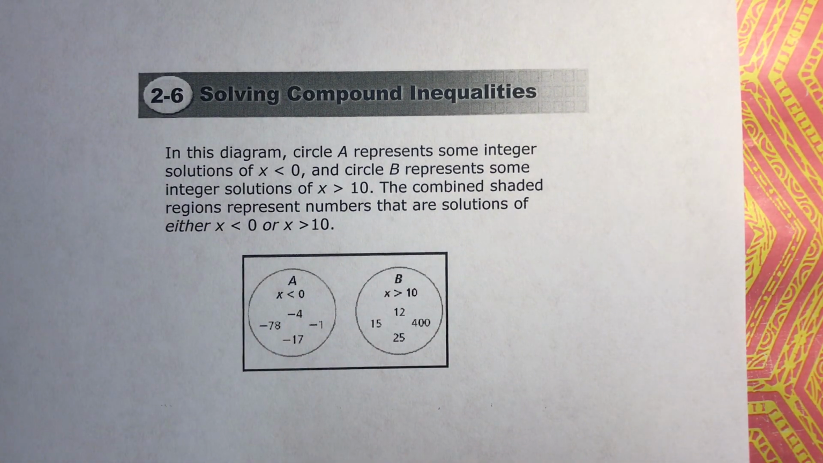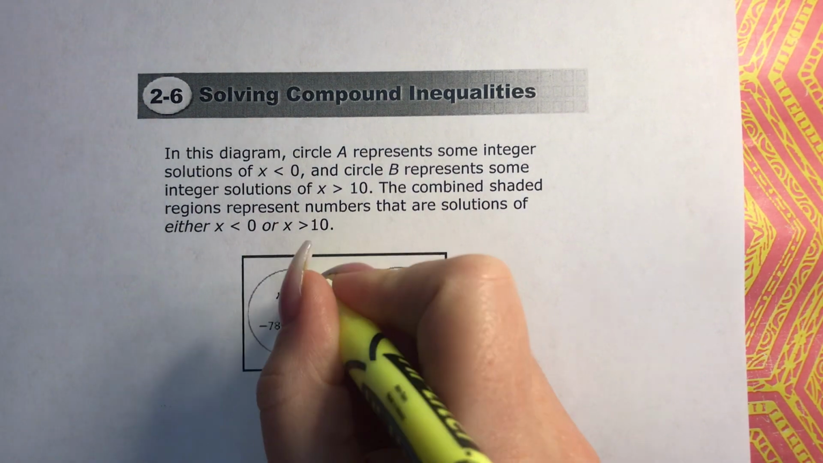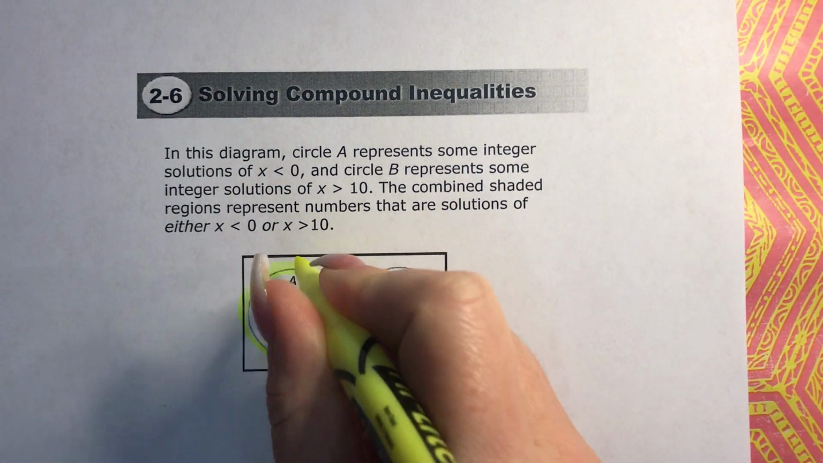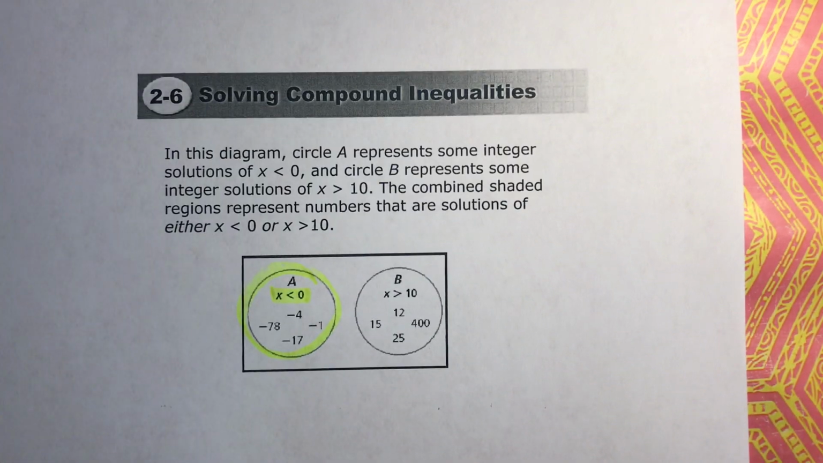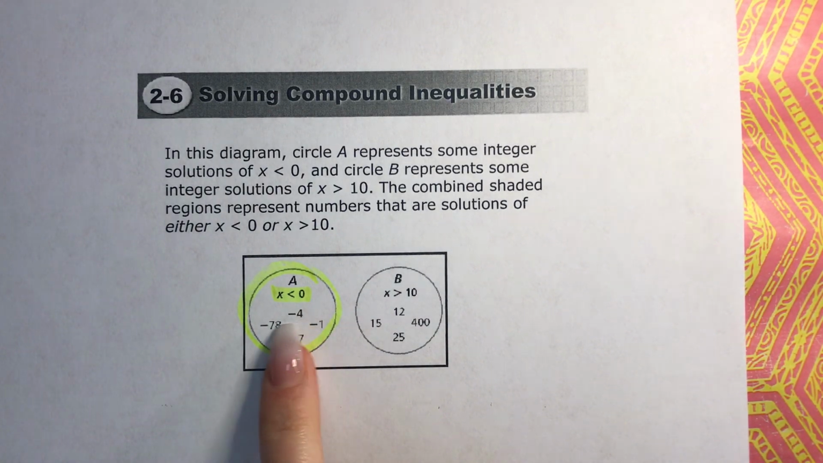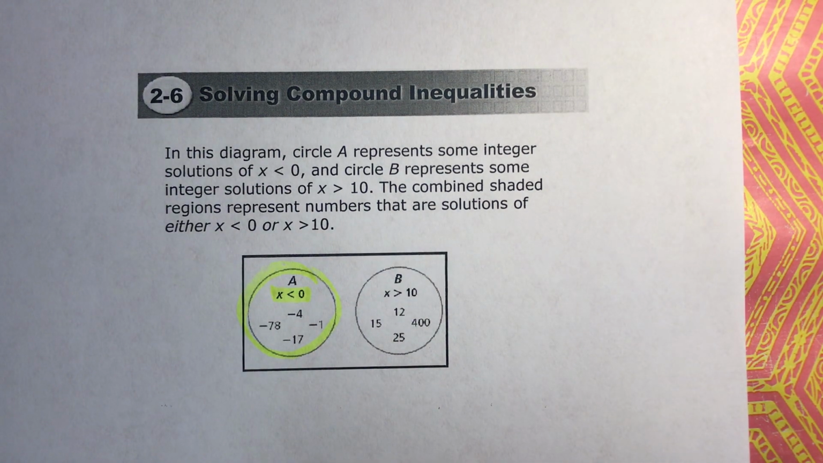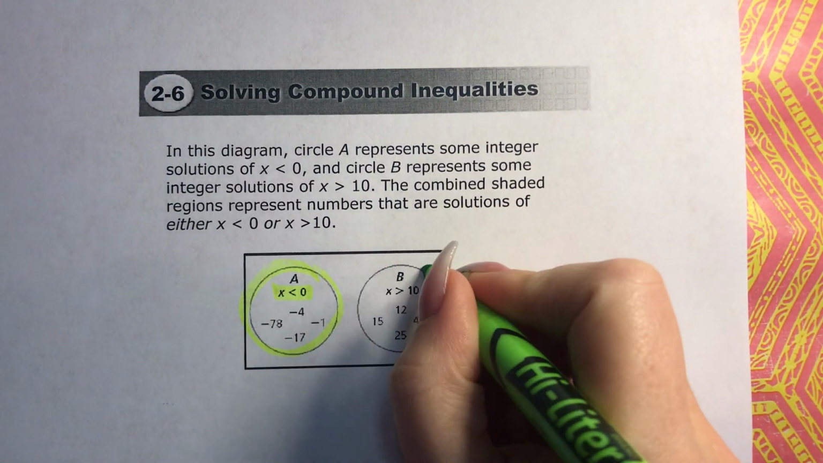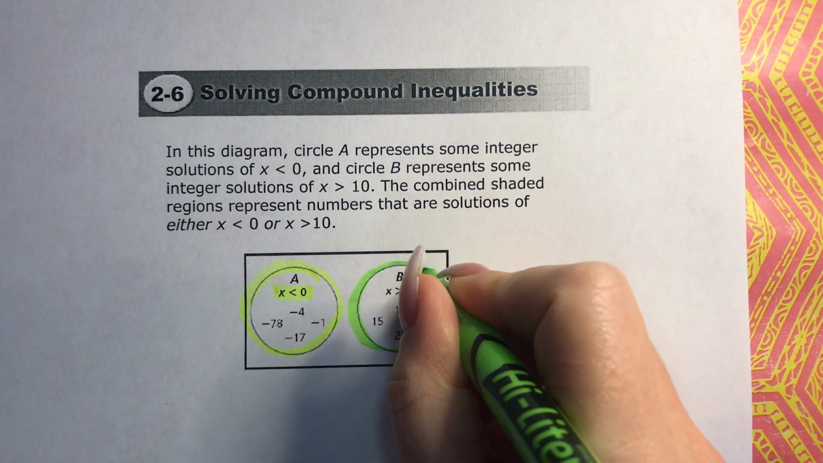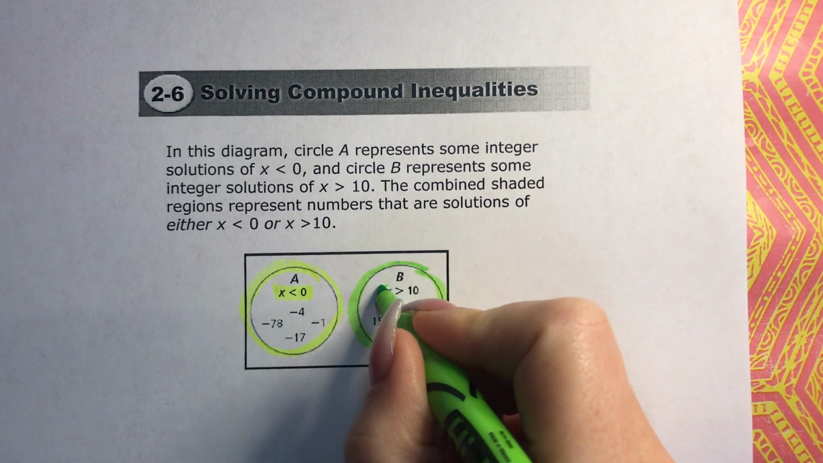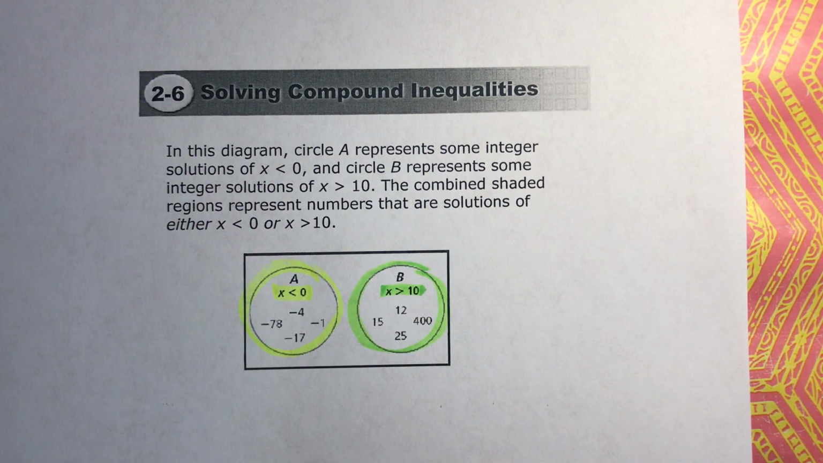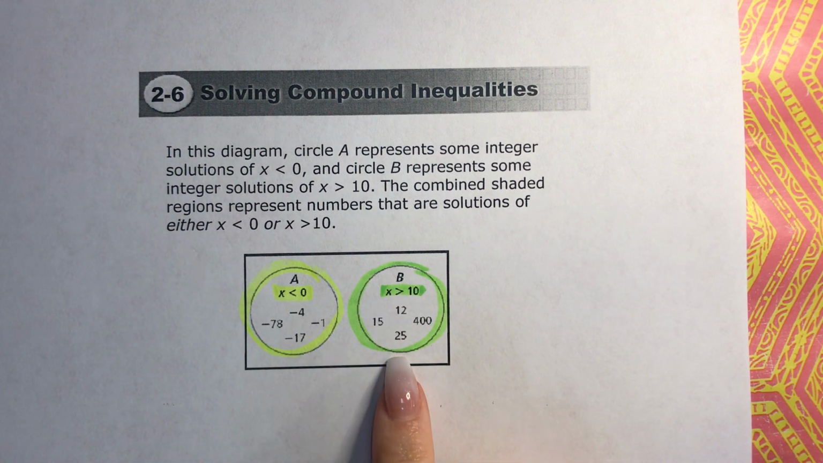So circle A represents some integer solutions where x is less than 0. And if you see -4, -78, -1, -17, they're all less than 0. And then we have circle B over here that represents some integer solutions that are greater than 10, like 12, 15, 25, and 400.